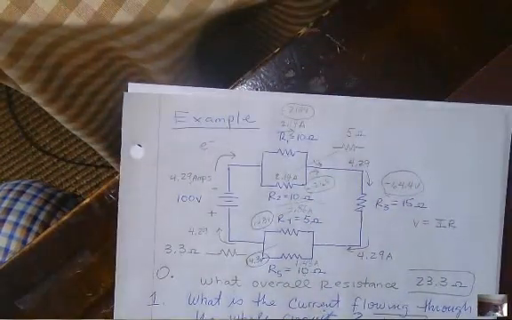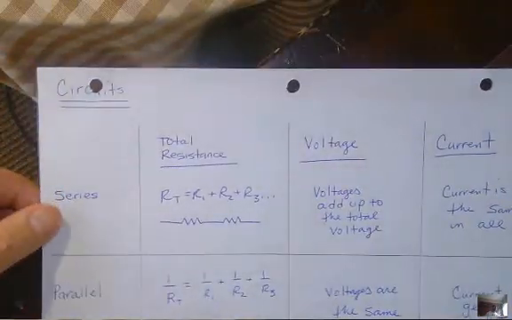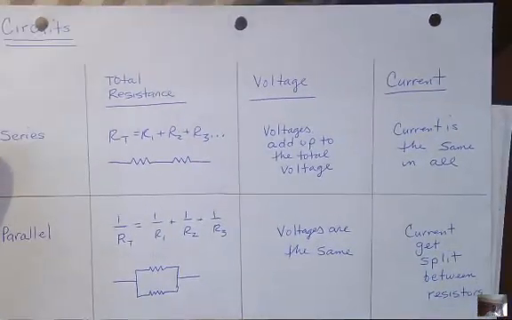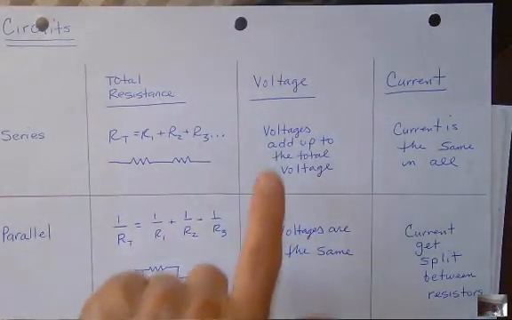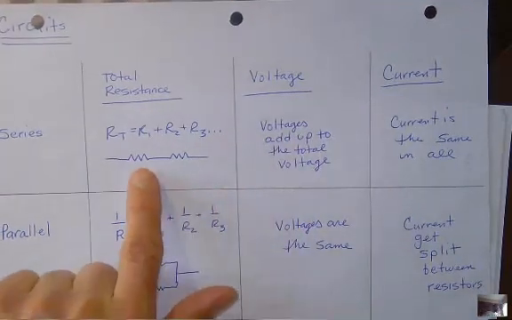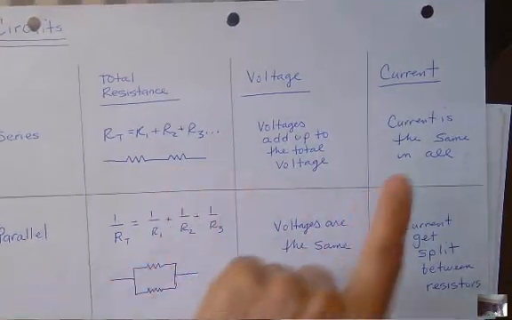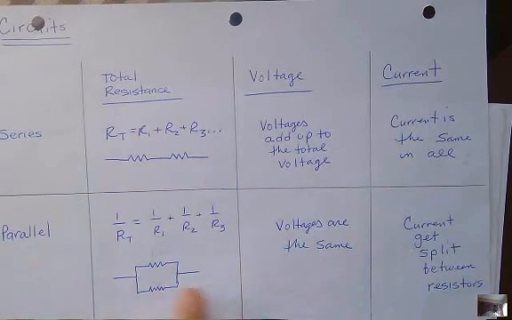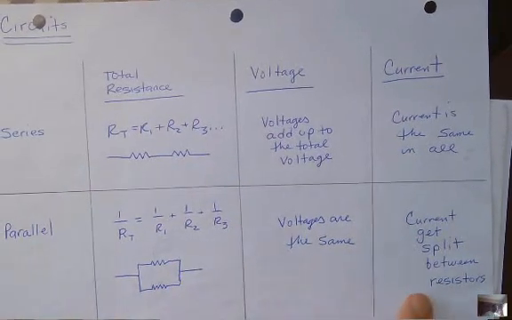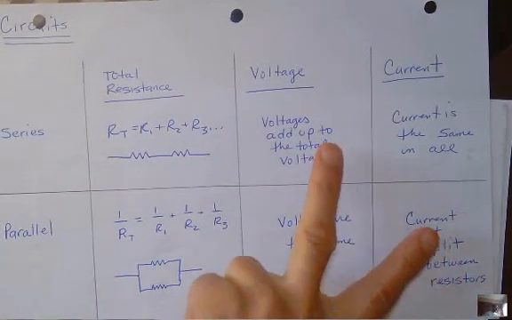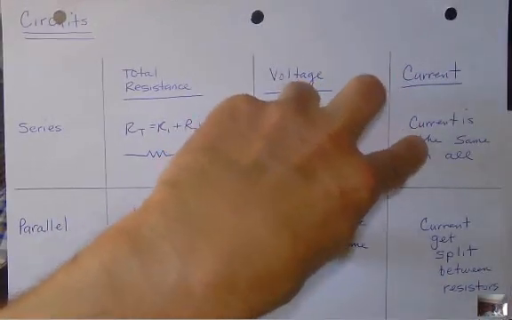And it all comes back down to this being your cheat sheet. The voltages drop when they are in series. The currents are the same. When they're in parallel, the voltages are the same, and the currents add up. So these two add, these two are the same.